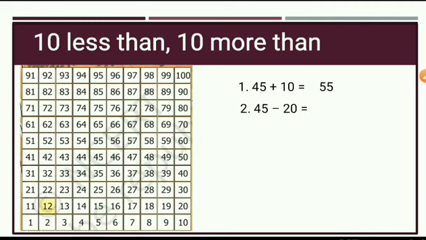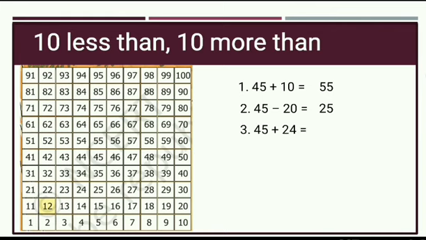Okay, next one, 45 minus 20. Now we are going to go, minus means come down. So here is 45. So we have to come down. 20 means 2 steps down. 1, 2. So we landed at 25. So your answer for 45 minus 20 is 25.